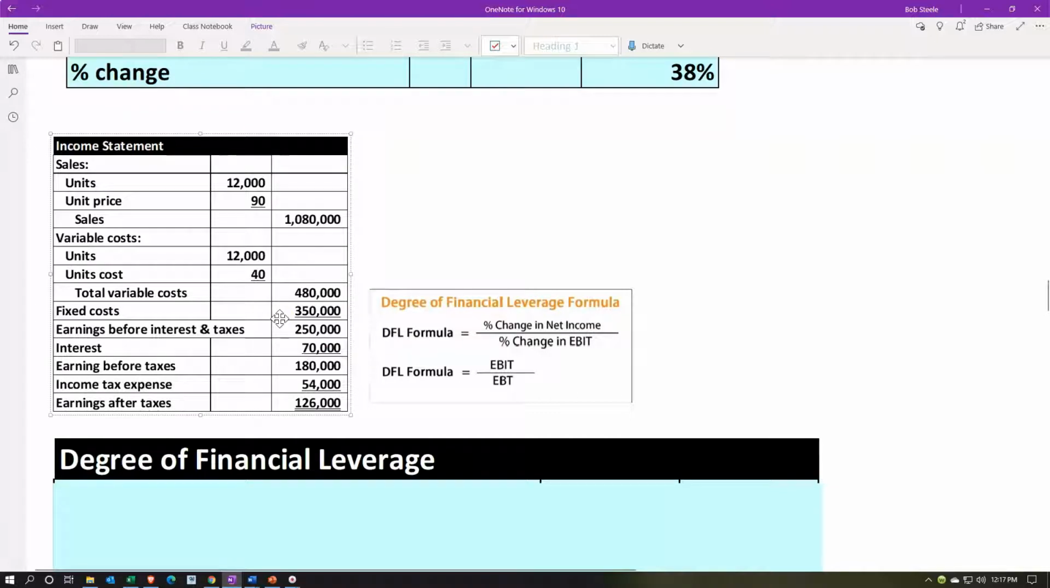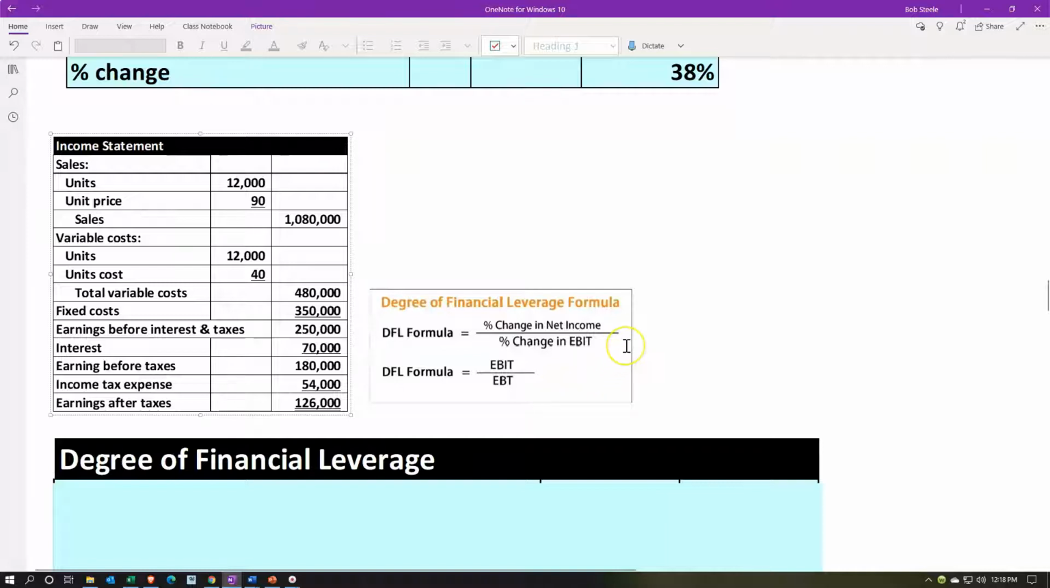The degree of financial leverage is going to be either the percent change in net income divided by the percent change in earnings before interest and taxes, or we have the earnings before interest and taxes divided by earnings before taxes. This first one is kind of that percentage change formula that you might use in some cases, but we're going to be focusing in on the second item.